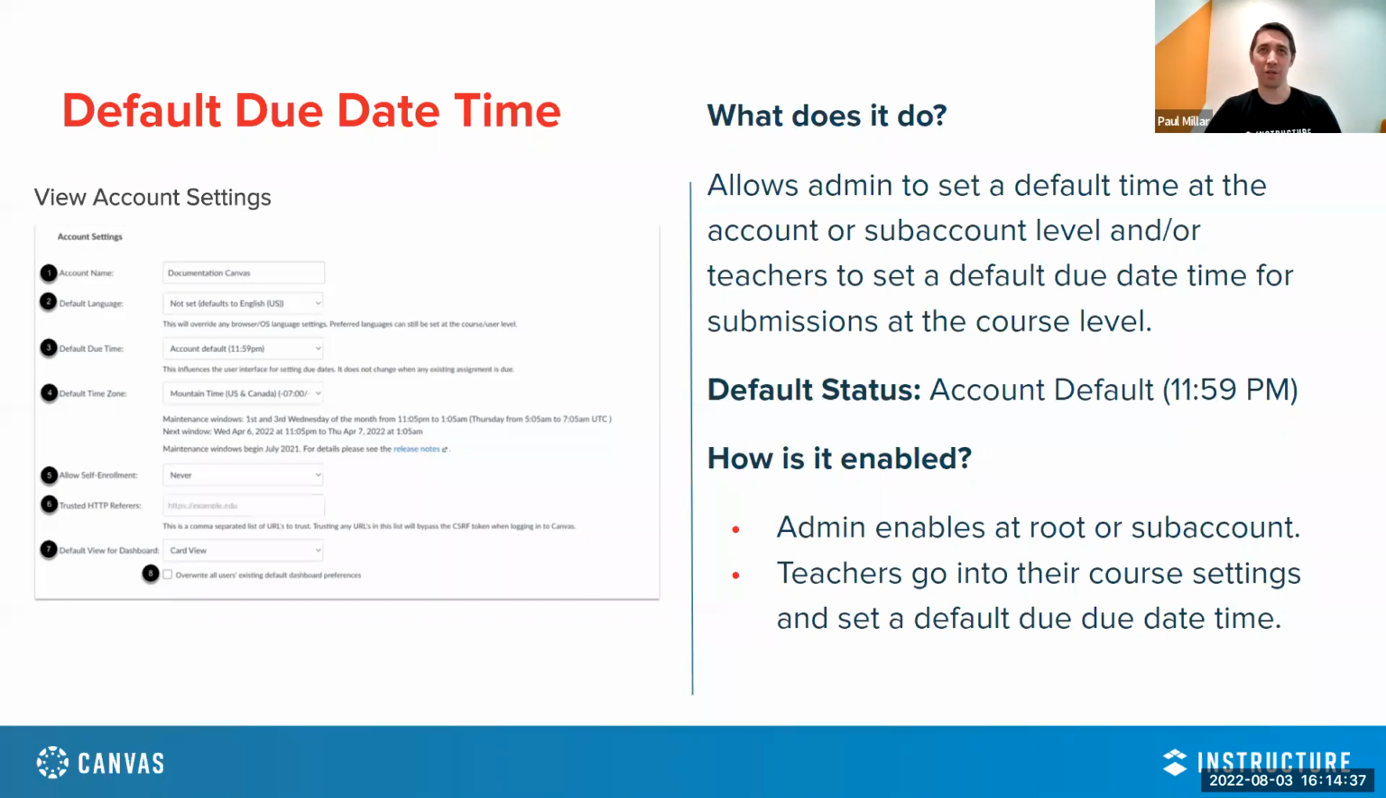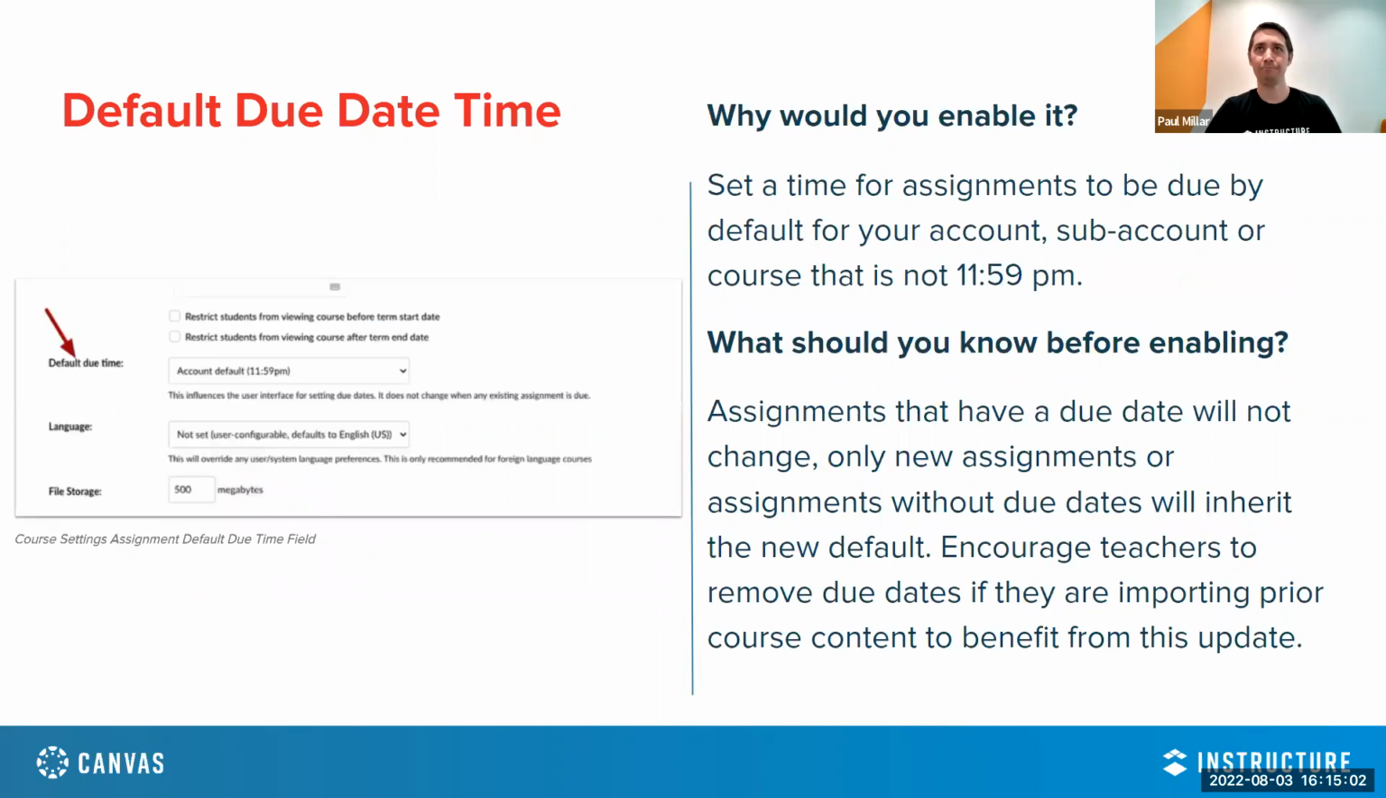You can set a default time. I know my son's school likes to have a due time for assignments of 8:30 a.m., which is right when school starts in the morning. My son doesn't like it, but the school likes that time, and so they can set that as a default. You can override that for individual assignments if you need a different due time, but this sets a new default across the account, which makes it nice and easy. Assignments that already have a due date won't change. It'll only be for new assignments that are created.